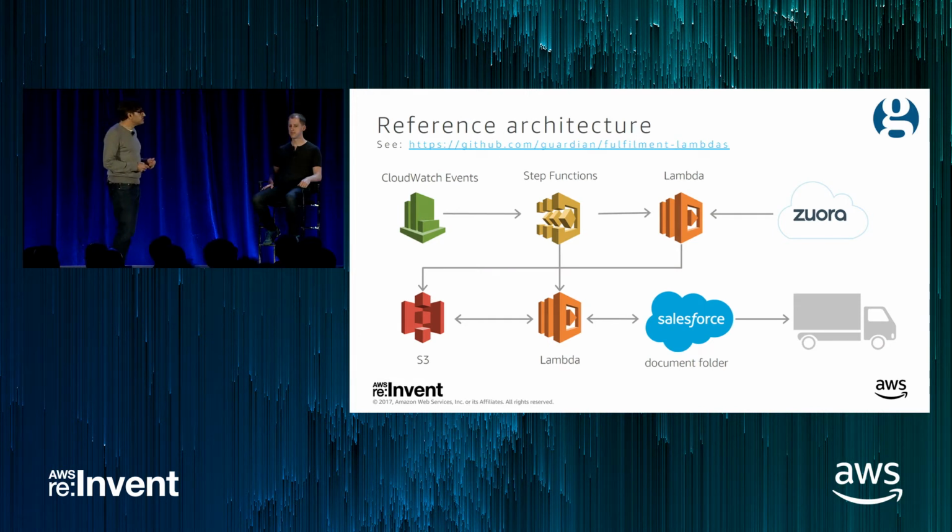And so their workflow looks like this. Every morning, they need to give their suppliers this list of 5-day schedule. And they host their subscribers in Zuora, which is a third-party SaaS platform. They have a schedule in CloudWatch Events that every morning at 7:30 kicks off the state machine, which goes and says to Zuora, hey, get me the list of current subscribers that need delivery today, or tomorrow, or the next day. And then it waits.